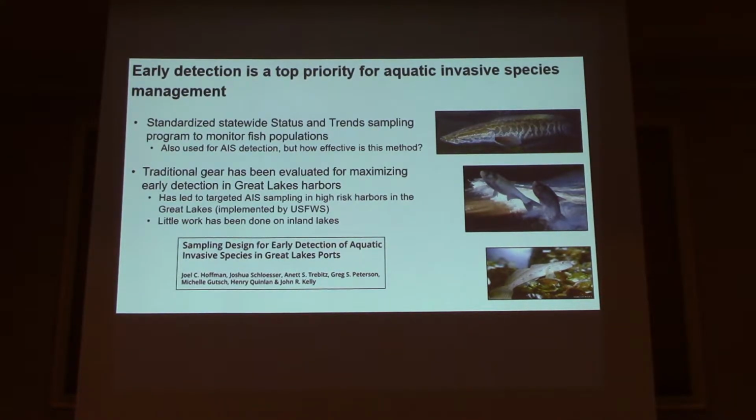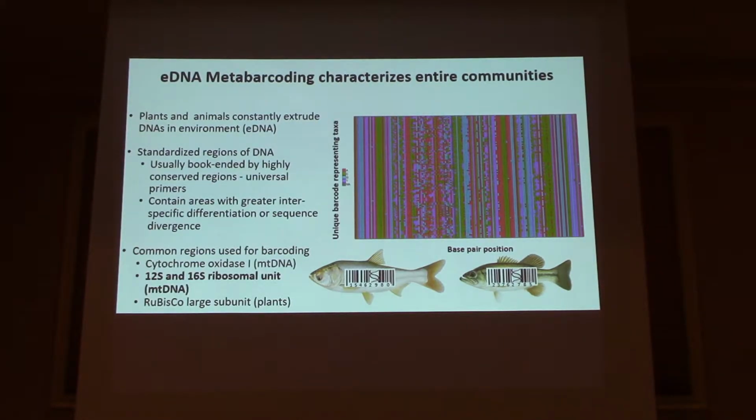And in Michigan, they use their standardized statewide status and trend survey to survey for fish communities, but also as a tool for aquatic invasive species detecting. And the question is, how effective is this method? Now, traditional gears have been evaluated for maximizing early detection of aquatic invasive species in the Great Lakes harbors, and that's been implemented by the U.S. Fish and Wildlife Service, but little work has been done on inland lakes. And we were interested in layering in an eDNA metabarcoding component to this survey for aquatic invasive species.